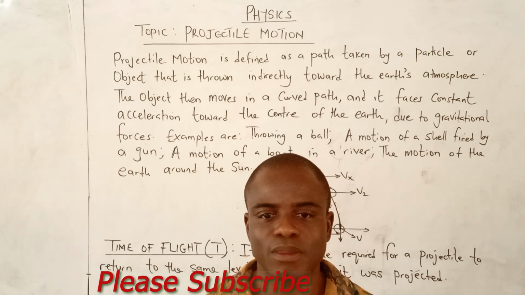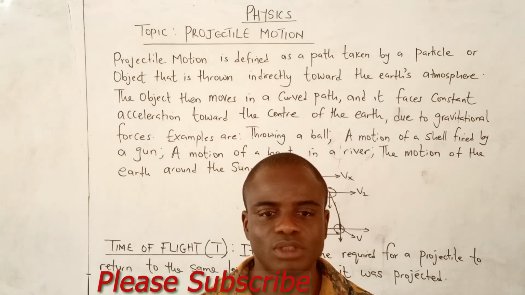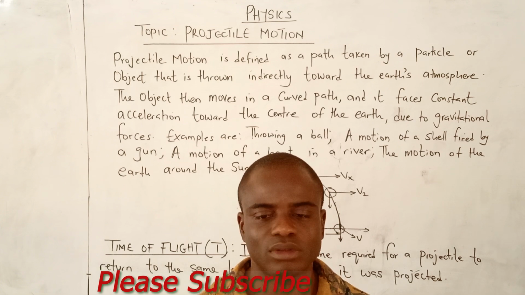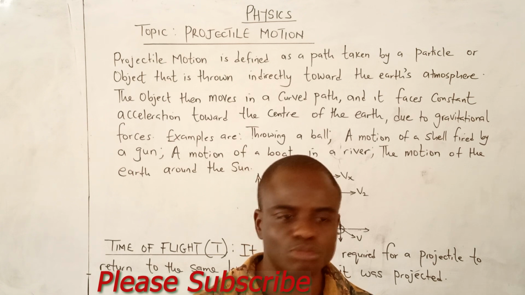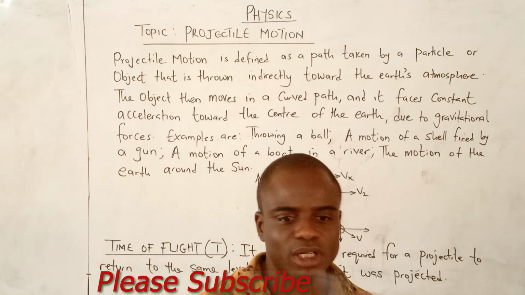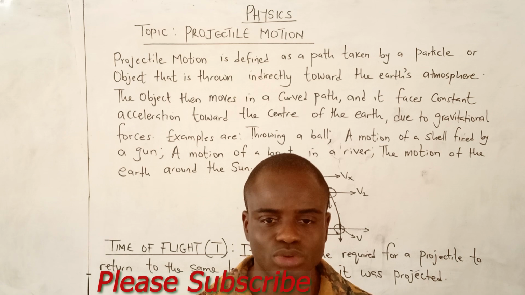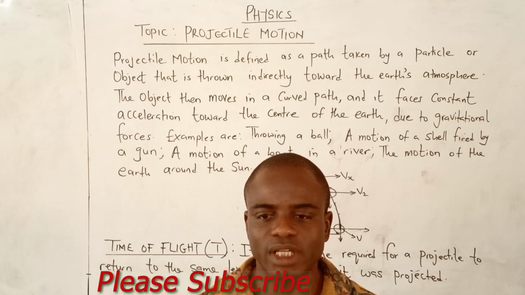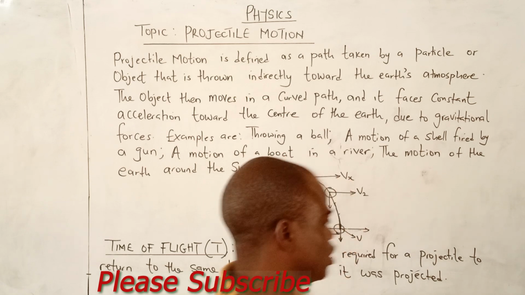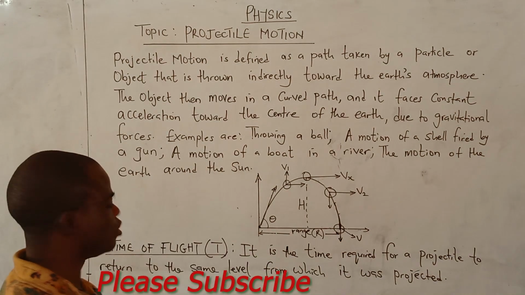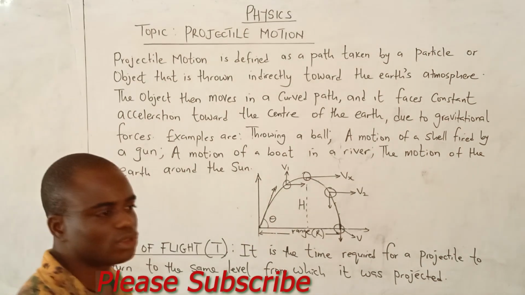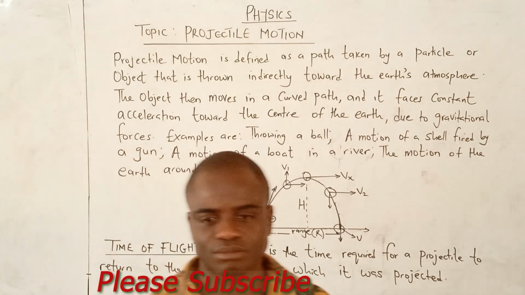Examples of projectile motion are when you throw a ball, when you fire a bullet, and a boat that is moving in the river, which moves in a parabolic way. And also we have the case where the Earth moves around the sun.